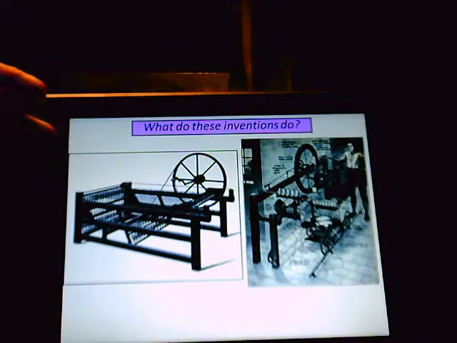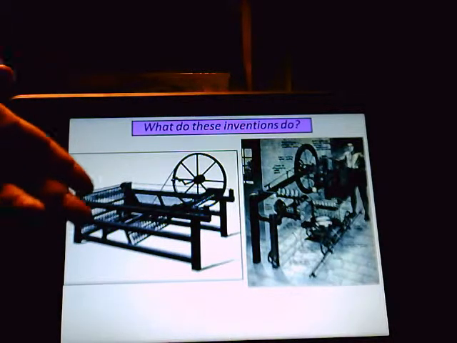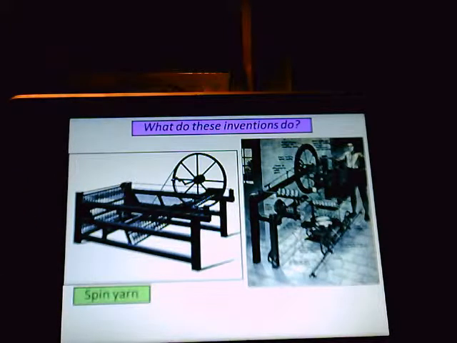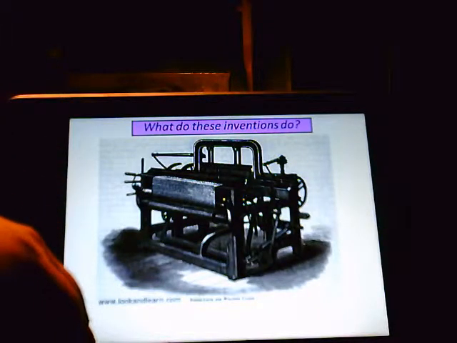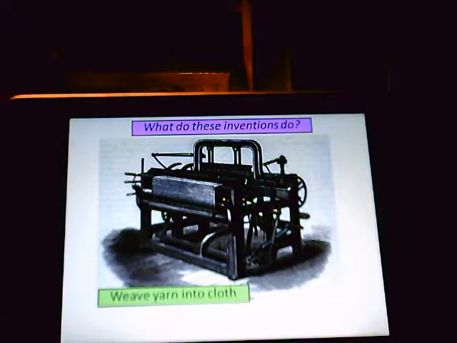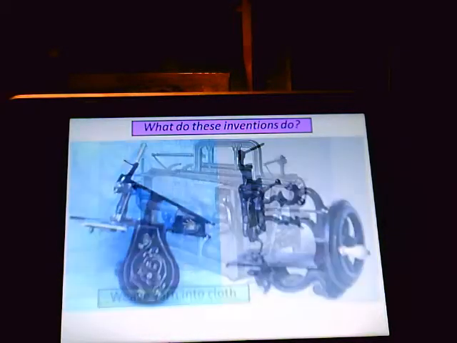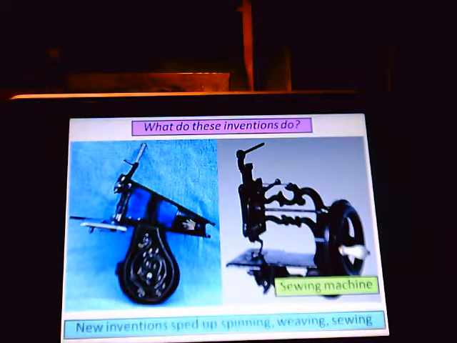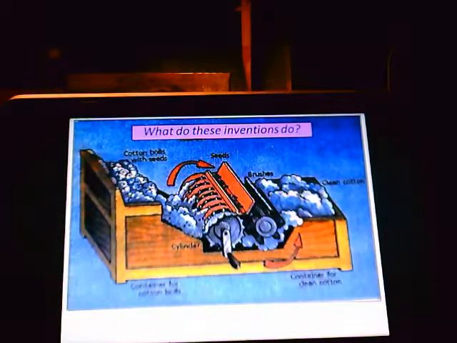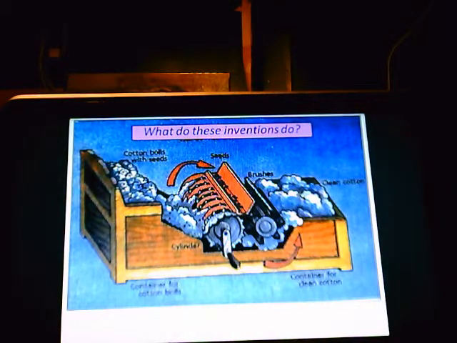Does anybody want to have a guess what these inventions do? That looks like a loom, I think. It spins yarn. I mean, here's one that weaves yarn into cloth. Any guesses? You're right, it is a sewing machine. New inventions sped up spinning, weaving, and sewing. Any guesses? No, it's not that. It's a cotton gin.